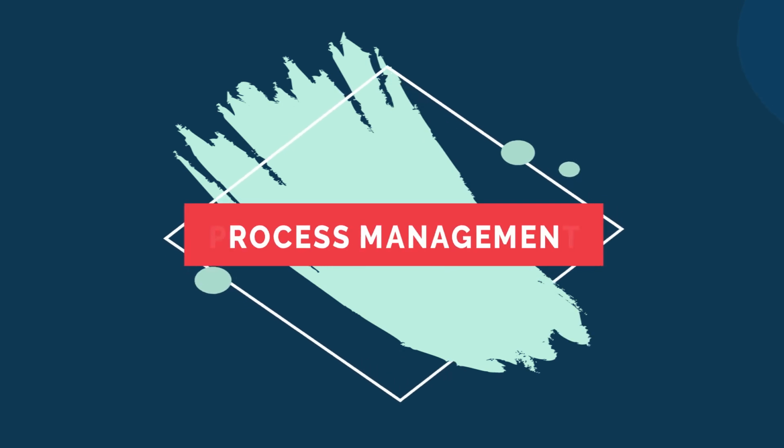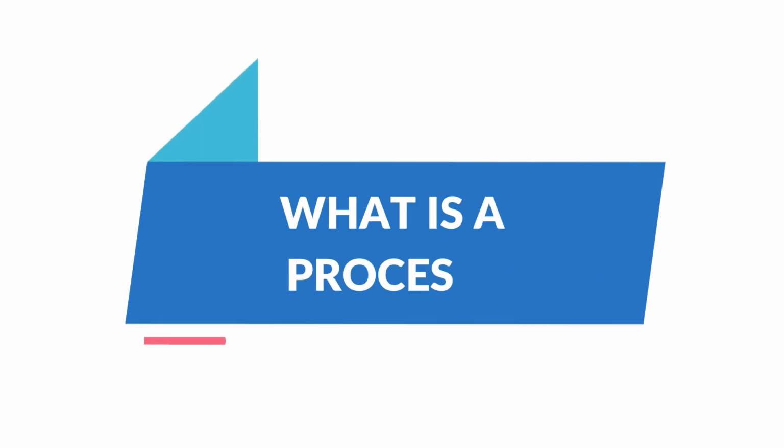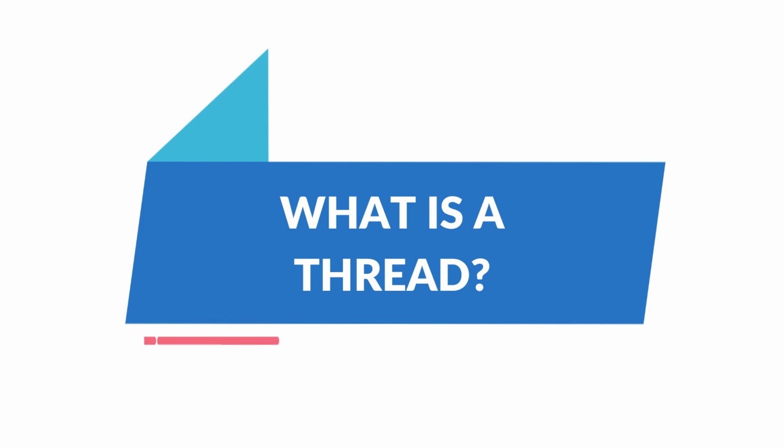And for the last part, I will explain process management. But first, what is a process? A process is a software program that is currently running in Windows. Every process has its own ID, which is a number that identifies it. Next, what is a thread? A thread is an object that identifies which part of the program is running, and each thread has its own ID.